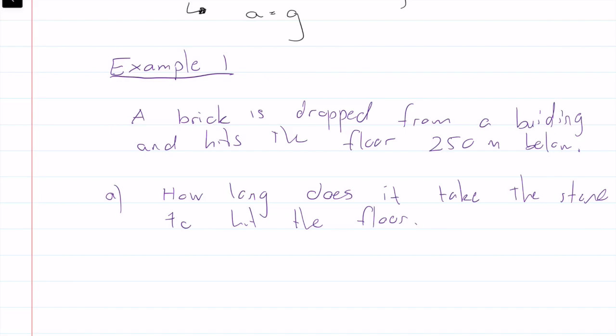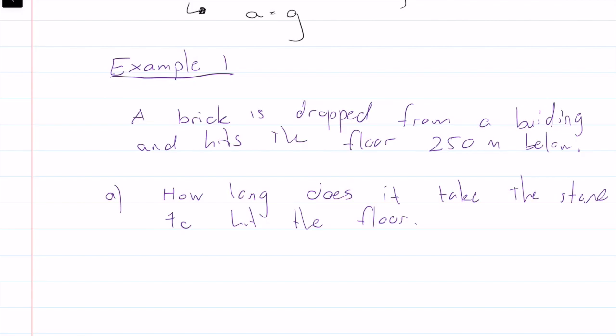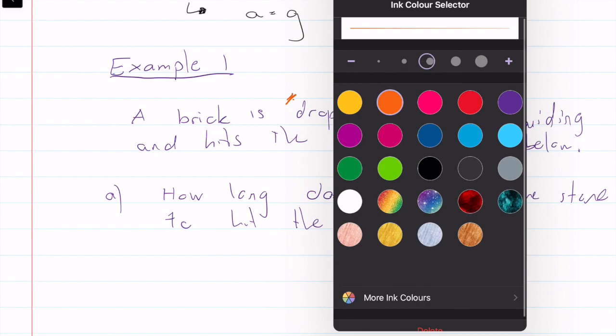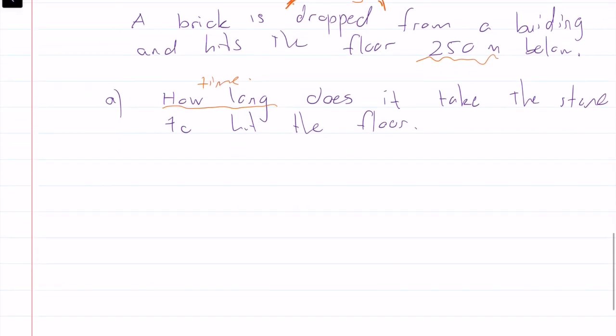So let's do the answers in a different color. Let's go with orange. Okay, so let's pick out some things. We have the word dropped, so we already know that our acceleration equals gravity and our initial velocity is equal to 0, just from that. We've been given S, which is 250 meters, and we're looking for how long. How long means time, right?